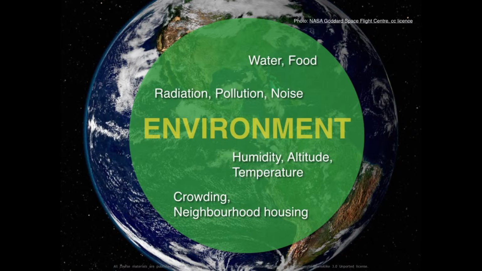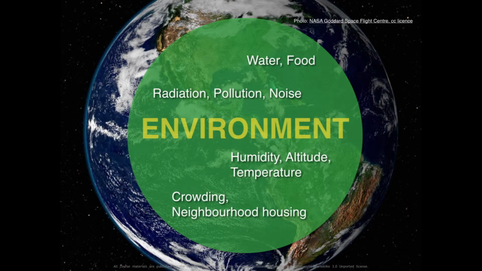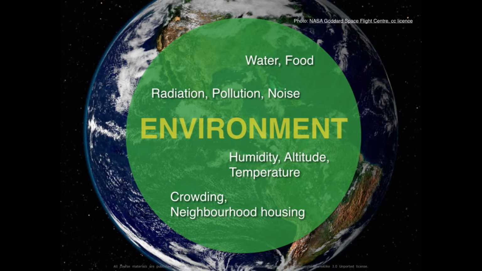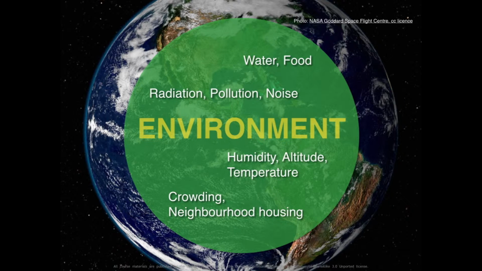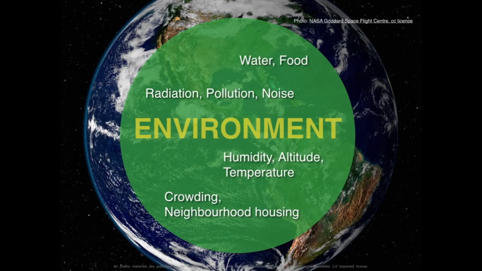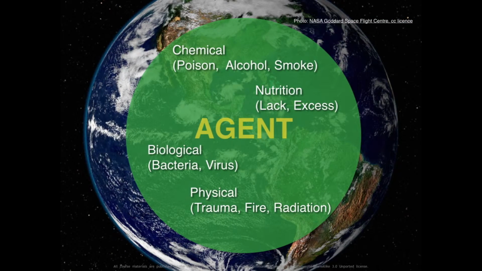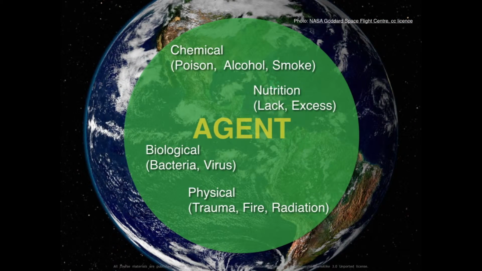Environment refers to the natural environment, such as the temperature, humidity, as well as to the constructed environment: housing arrangements, the neighborhood you live in, the food you eat, and other external or negative effects, such as radiation, pollution, toxicity, noise, etc. The agent refers directly to what might be affecting the person.